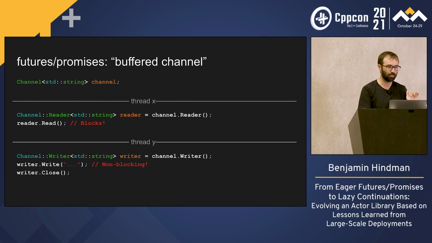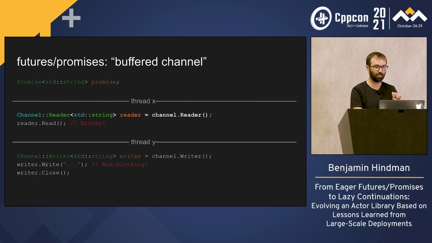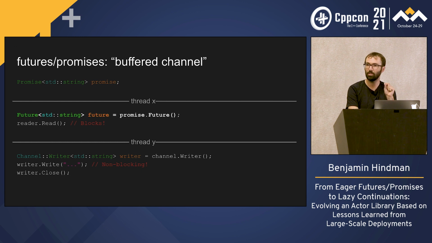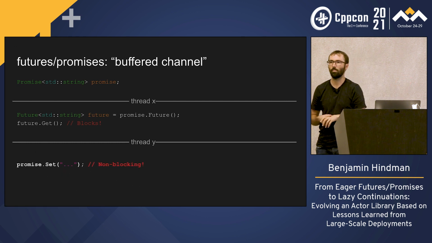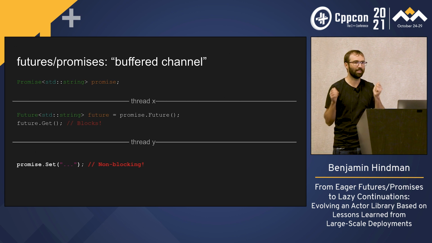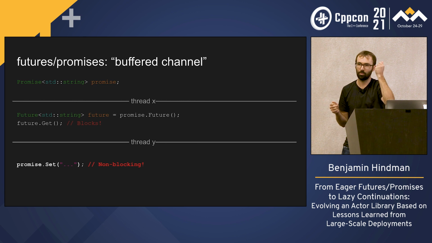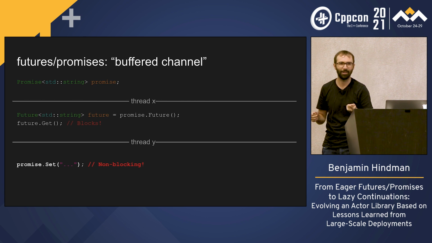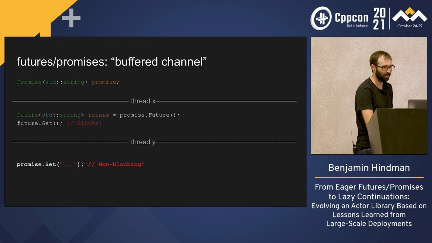Okay, but in futures promises world, instead of a channel, we've got a promise. Instead of readers, we've got a future. That's the read end of the channel. Instead of read, we call get. On the write side, we don't have to have a writer. The promise basically is the writer. And instead of write and close, we just call set. The key important part here, though, is that in this sort of buffered channel mentality, on the read side, you're going to block when you want the data. And on the write side, hopefully, you're non-blocking. We're going to talk about why on the write side blocking can be a pain in the butt.